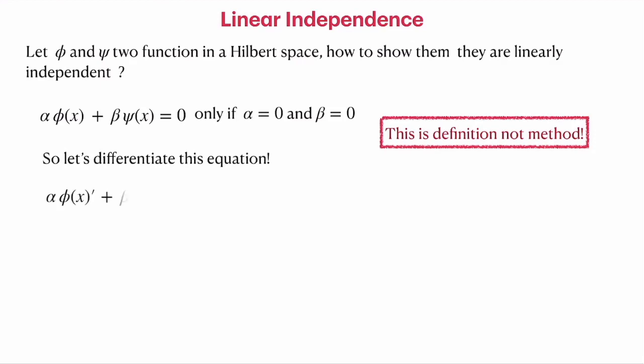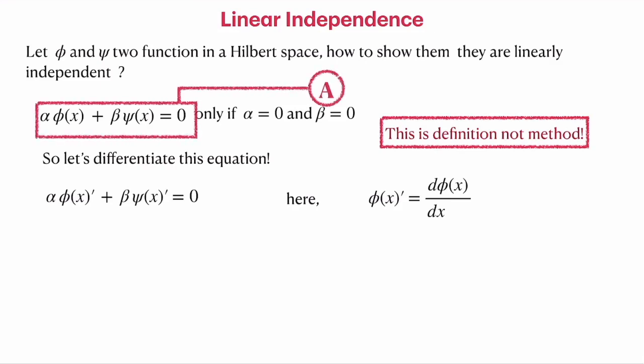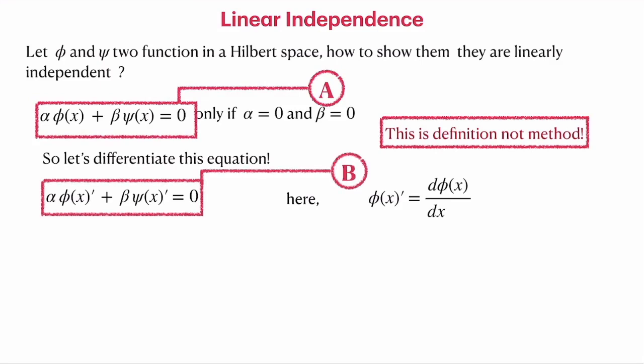Now let's first differentiate this combination. Alpha is constant, so when we differentiate, we get alpha phi prime plus beta psi prime equal to 0. Here prime means differentiation with respect to variable x. Now we call the first equation, the linear combination itself, A and its derivative B. Now we take psi prime times equation A, subtract phi times equation B, and that is equal to 0.